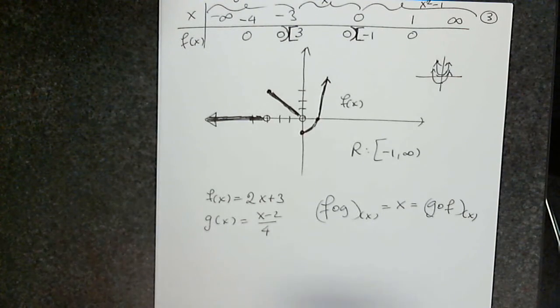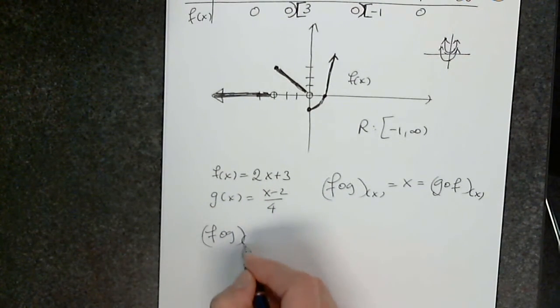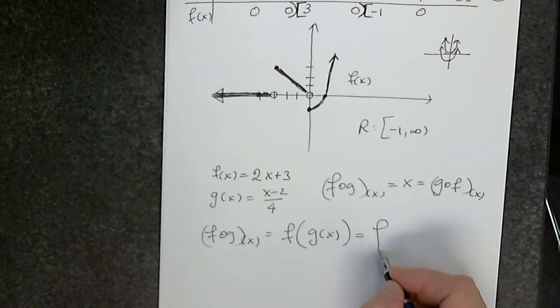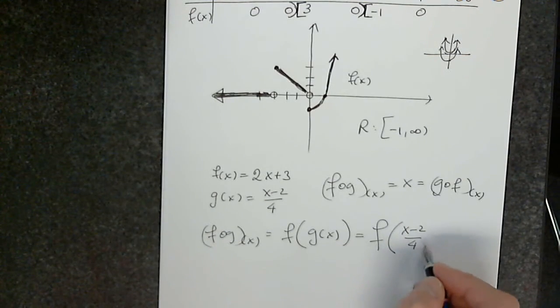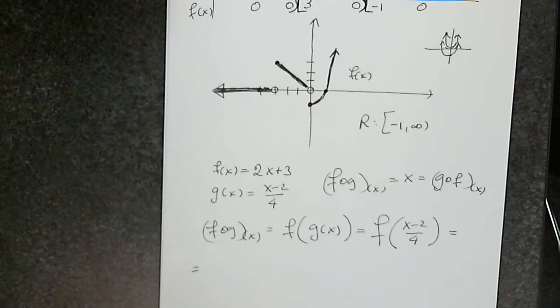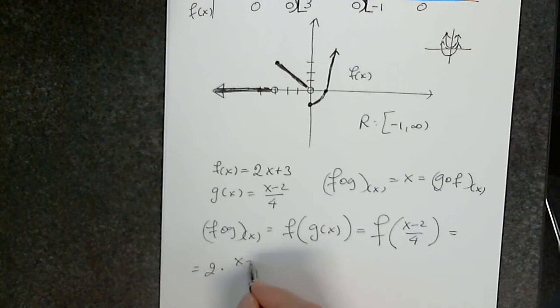So let's find f of g. f of g of x is f of g of x by definition, which is f of x minus 2 over 4. And now I have to look at f. f says 2 times whatever plus 3. Now whatever is x minus 2 over 4. So how do I present 2 times whatever plus 3? 2 times x minus 2 over 4 plus 3.